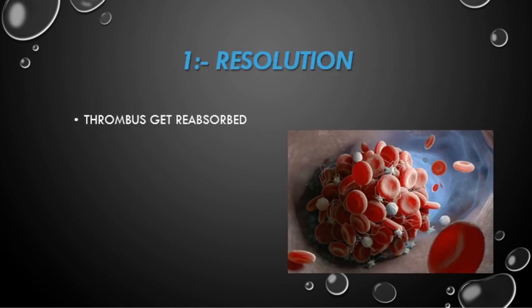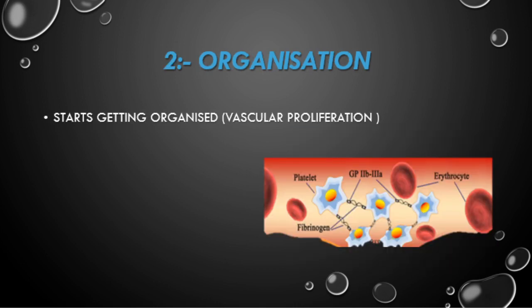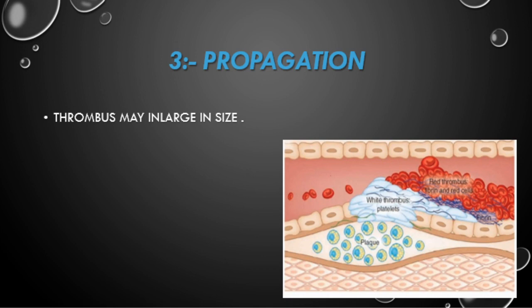First one is resolution, which means the thrombus gets reabsorbed and mixes with the bloodstream, which is very important and a life-saving event, the resolution of thrombus. Then second is organization. If the thrombus is not removed, then it starts getting organized. That is nothing but the vascular proliferation with the help of neutrophils and macrophages. It is organization.